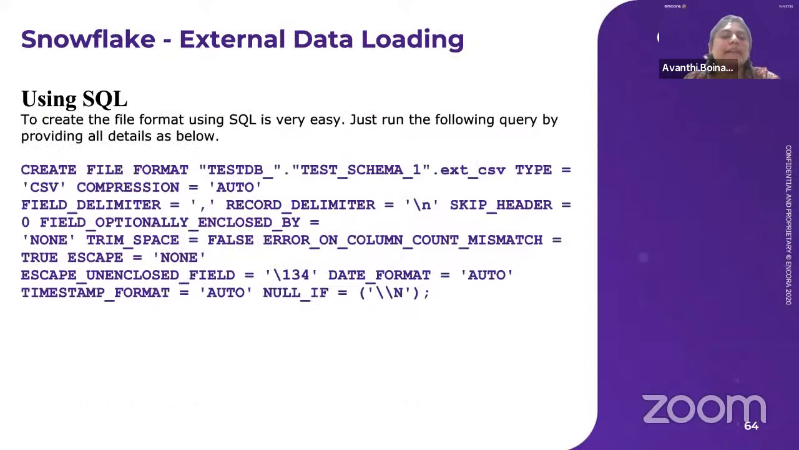Now, external data loading using SQL starts with creating the file format. We need to create the file format because we cannot load the raw data directly to the Snowflake stage level, since we need to follow some format. We should create a file format for that.